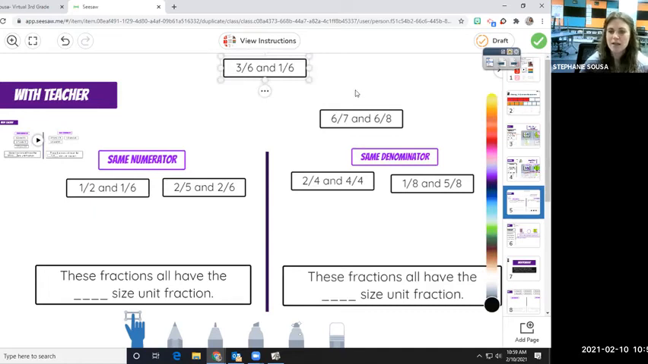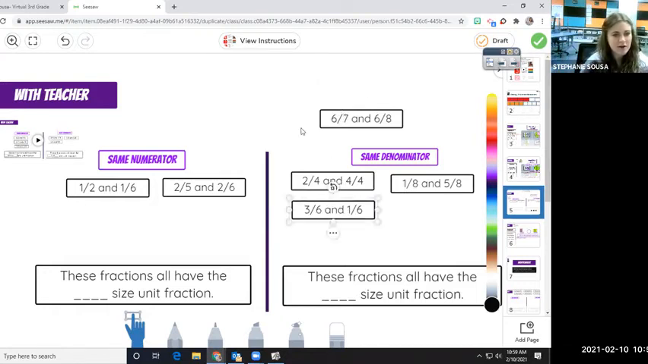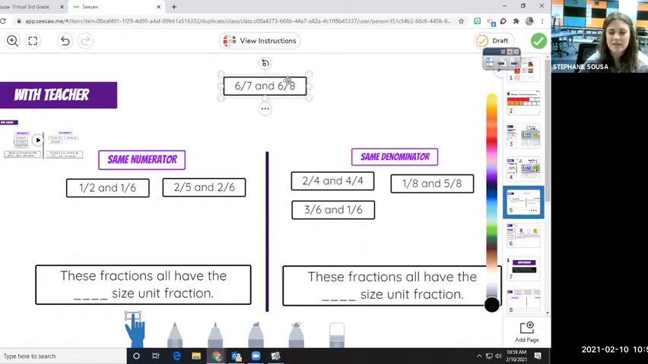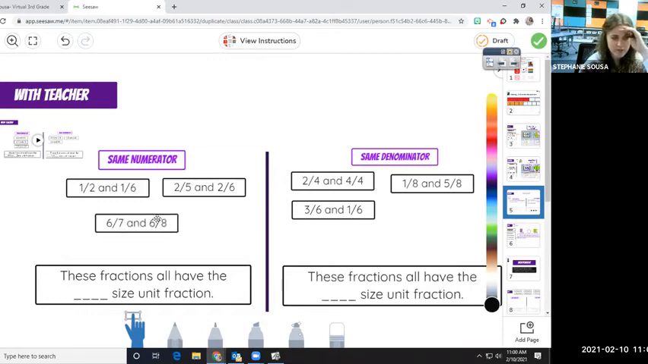3/6 and 1/6. Same numerator, same denominator. Show me. Some of y'all are putting it on your nose. Your nose is the middle. Where's it at? Same numerator up top, same denominator down low. Get low. That's right. Same denominator down bottom. 6/7 and 6/8. 11 gave me a salute right away. That's right. Same numerator. Okay.